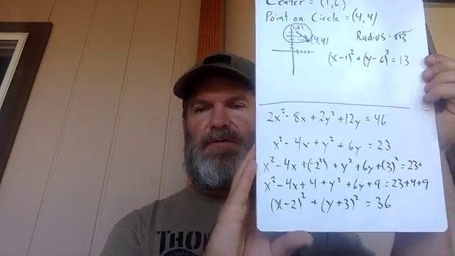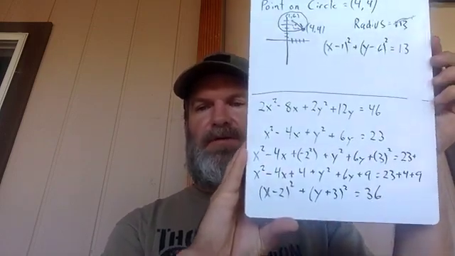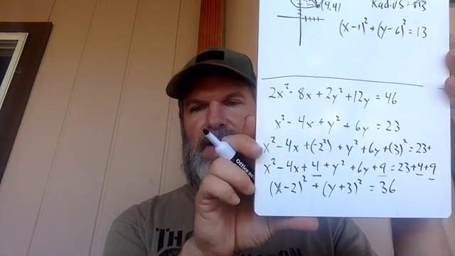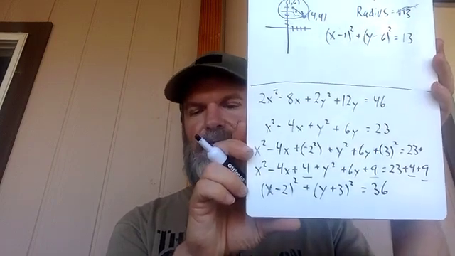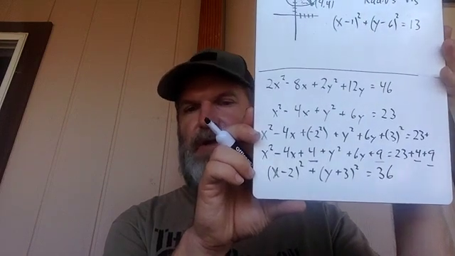That's why I have 23 plus 4 plus 9 over on the right-hand side. I added a 4 and a 9. I'm going to underline them for you. So I underlined the 4s and the 9s on both the left-hand side and the right-hand side of the equation. So we're still balanced. We added the same thing to each side of the equation.